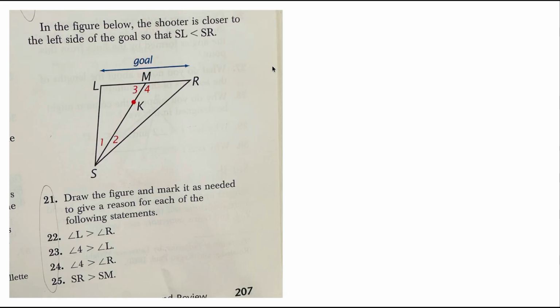Another set of questions in our textbook I wanted to go over, especially in the figure below, the shooter is closer to the left side of the goal now. So we have the left side of the goal, the right side of the goal, M, the midpoint. We have our keeper and then the shooter S. And it tells us that SL, right here, is less than SR. Now, it already looks like that, but let's think of reasons why.